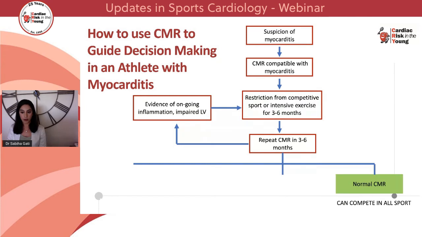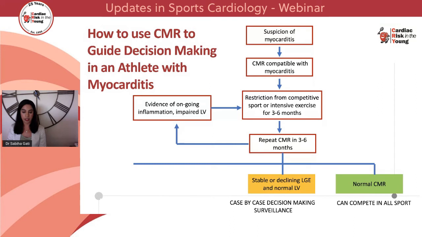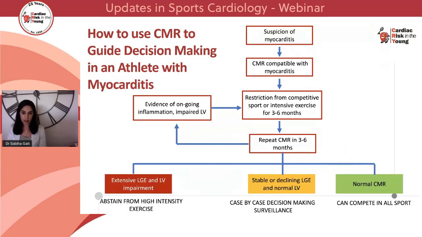So those who have a normal cardiac MR in the presence of no arrhythmias during exercise testing or Holter monitoring, these individuals can go on to compete in all sports. Those who demonstrate stable features or declining late gadolinium enhancement or normal left ventricular function, you need to make a decision on a case-by-case basis, and these individuals should also remain under surveillance. But those who have extensive late gadolinium enhancement, and that is more than 20% of your myocardial mass, and left ventricular impairment, these individuals should abstain from high-intensity exercise.